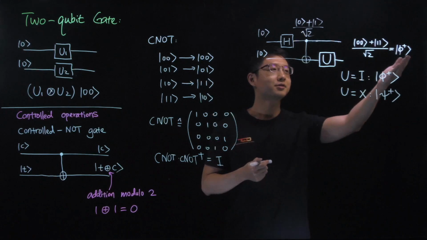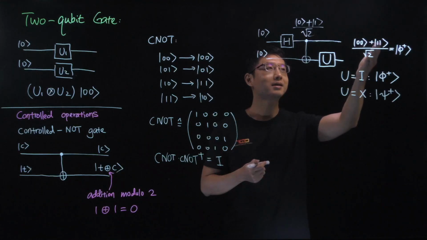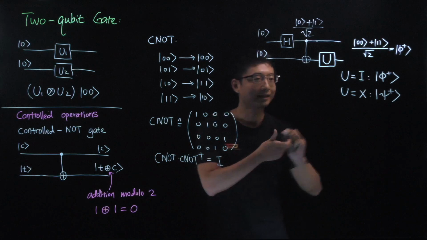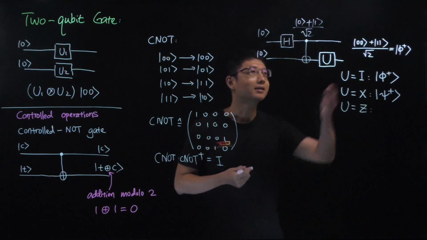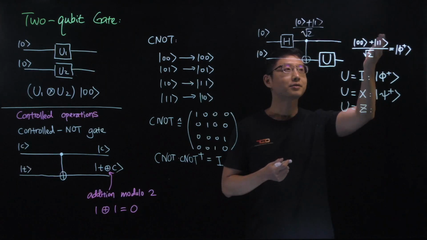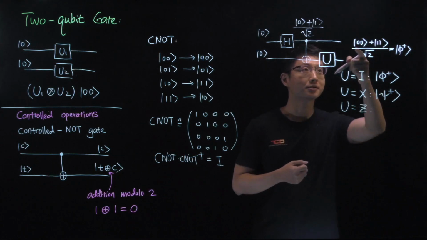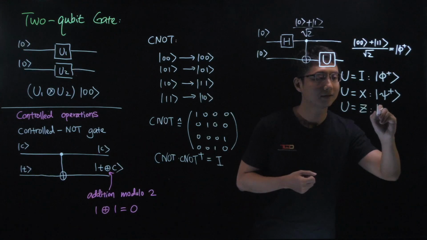If I would like to produce the phi minus, which is 0, 0 minus 1, 1, I need to add a phase of minus 1 in front of this ket. So for that, I can apply a Z gate. That adds a phase of minus 1 to this part. So then I will be able to produce 0, 0 minus 1, 1, which is the phi minus state.